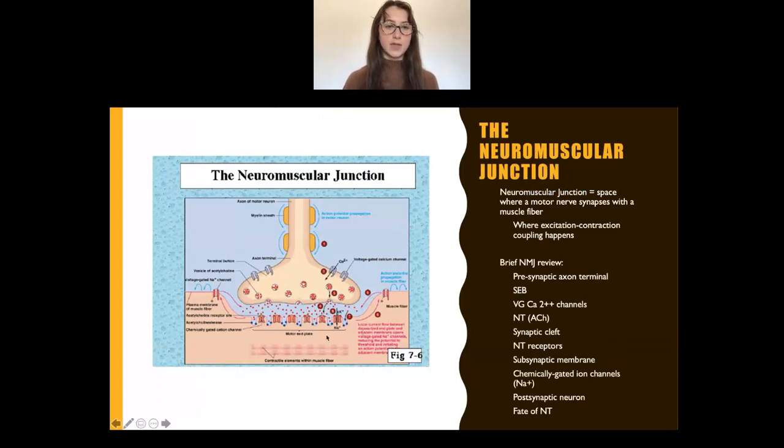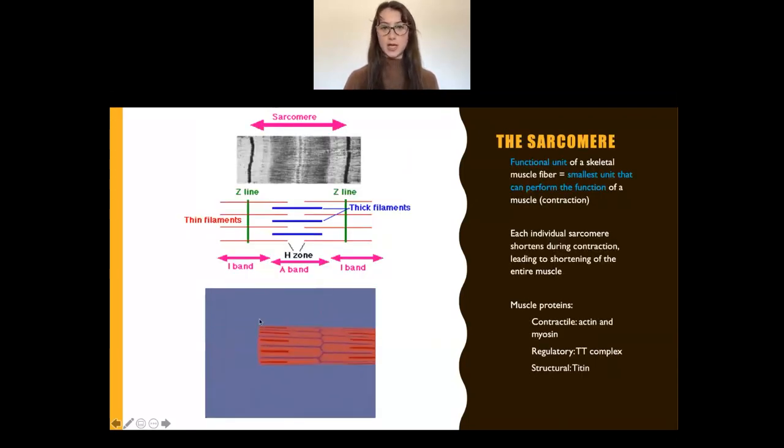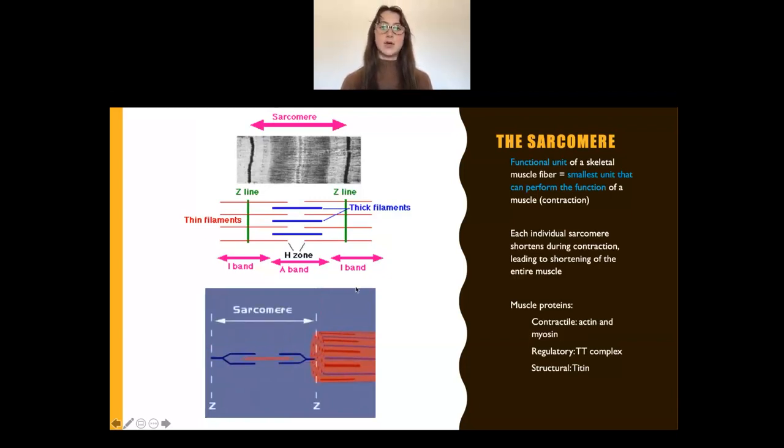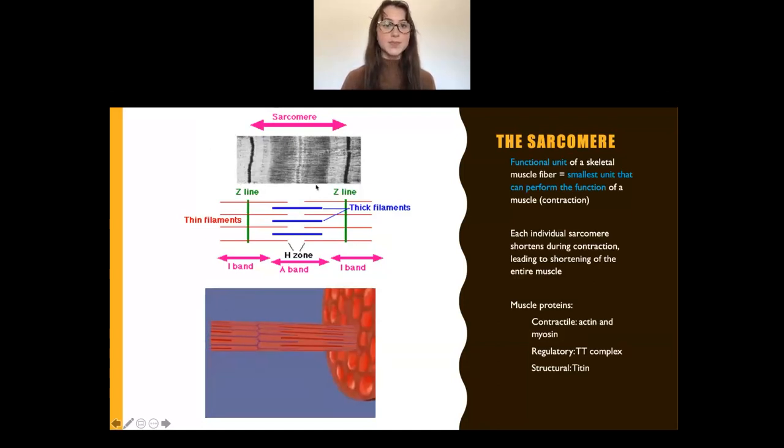below here, within the muscle fiber, we have these contractile elements. So you see these striations right here. This is the muscle fiber. Those striations are actually sarcomeres. So this is what it looks like in real life if you were to look at it with a microscope. And then this is the picture of it drawn out.